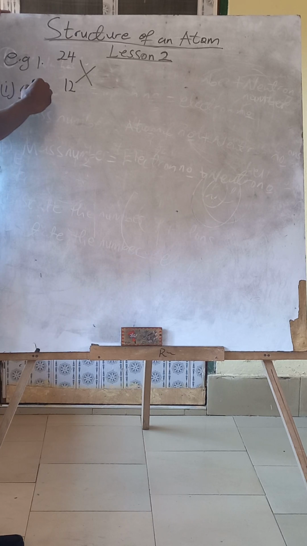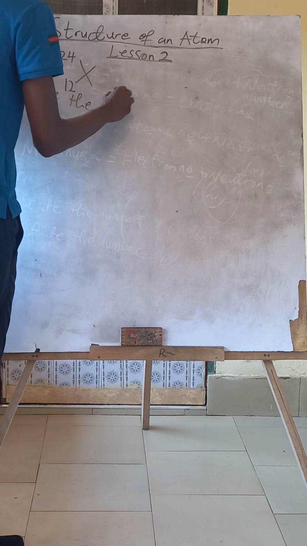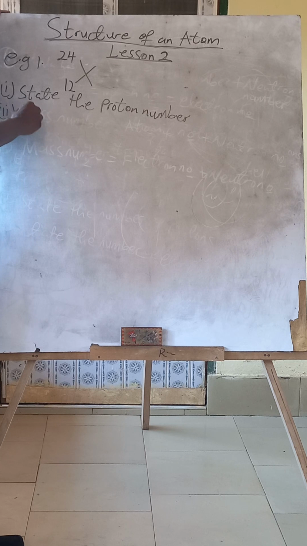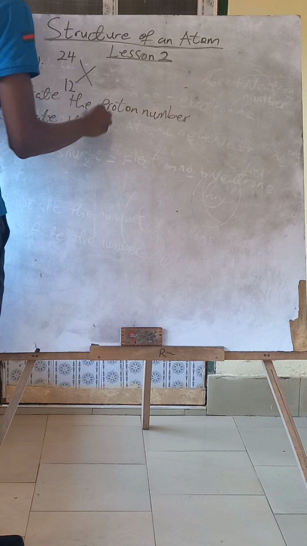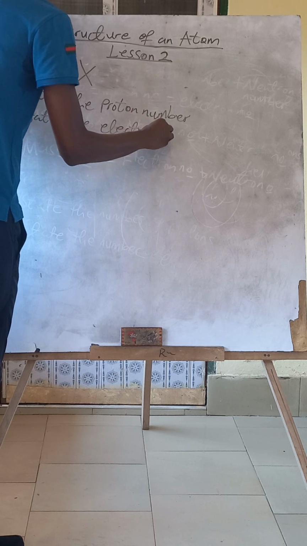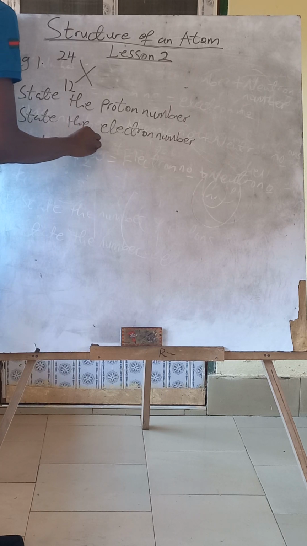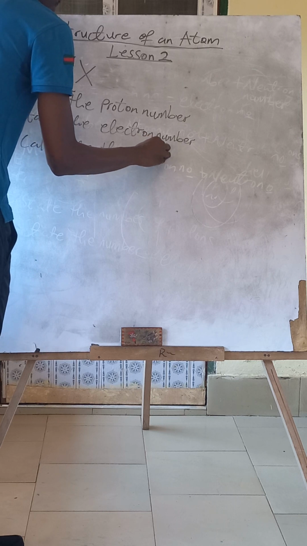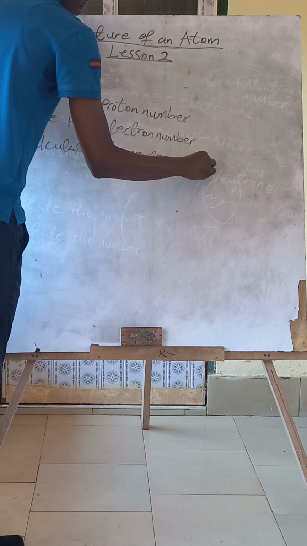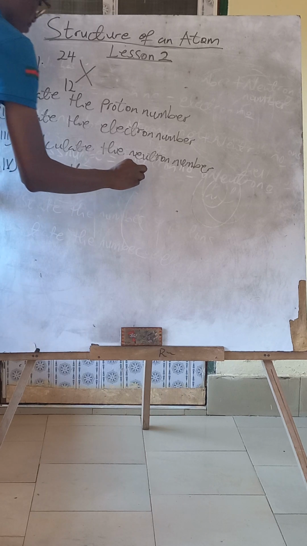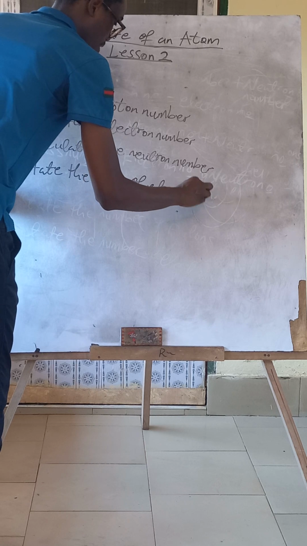I. State the proton number. II. State the electron number. III. Calculate the neutron number. This question has been appearing a lot. I think I should add one to it. IV. State the name of element X.